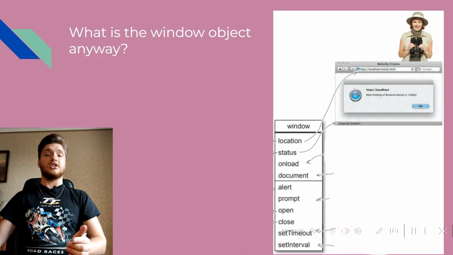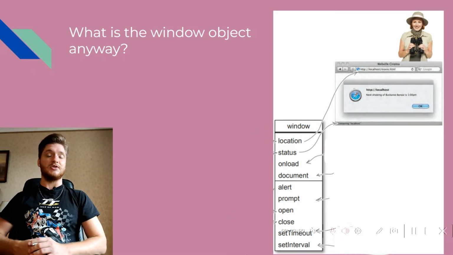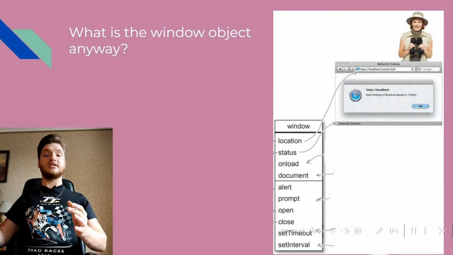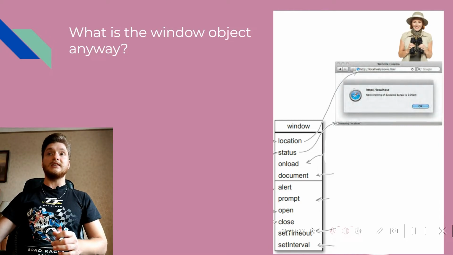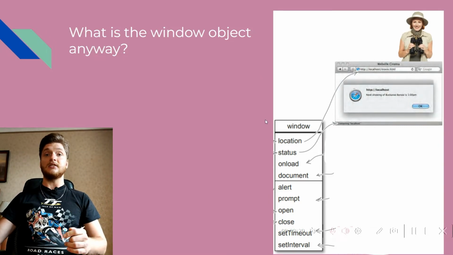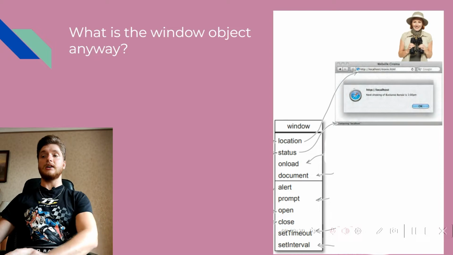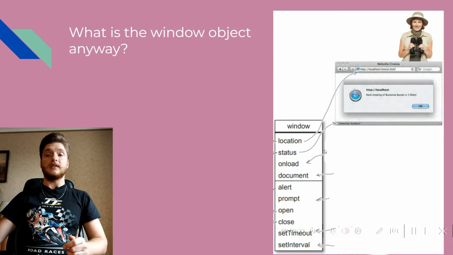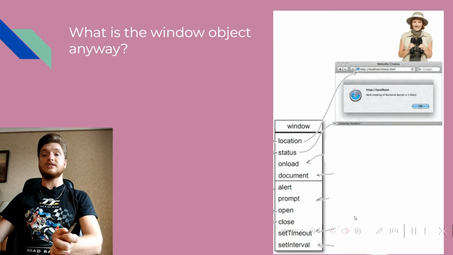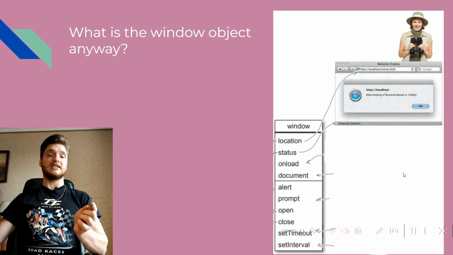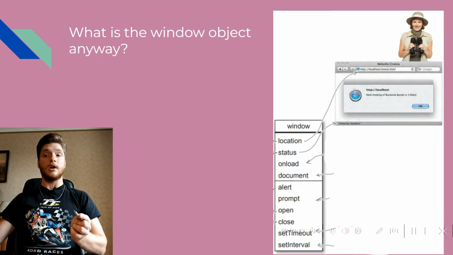If you change it, the browser retrieves the new URL. Status holds the string that is displayed in the status area of your browser. You've seen the alert method, which displays an alert. Open opens a new browser window, and close closes the window. SetInterval invokes a handler on a specific time interval, and setTimeout invokes a handler after a specific time interval. And prompt is like alert, except it gets information from the user.